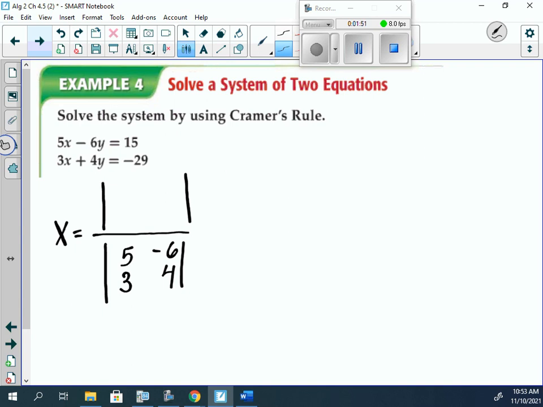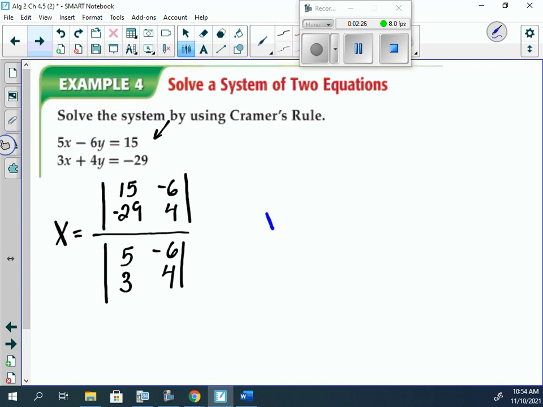Now in the numerator, since we're solving for x, we're not going to put 5 and 3 because those are the x values. We're going to replace it with what they're equal to. So the first value would be 15 and the bottom would be -29 because that's what those two equations are equal to, and we're solving for the value of x. Now the y values would stay the exact same, so we have -6 and 4. Any questions on how we set this up for x?